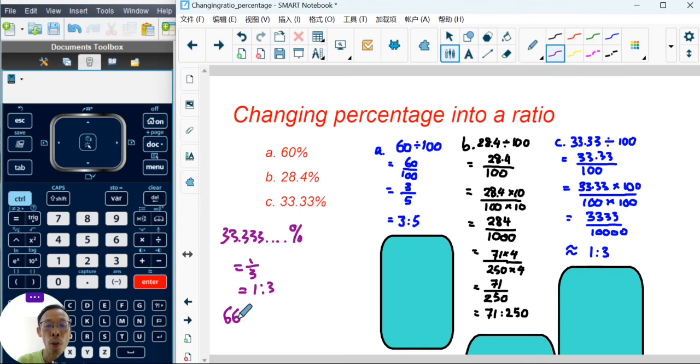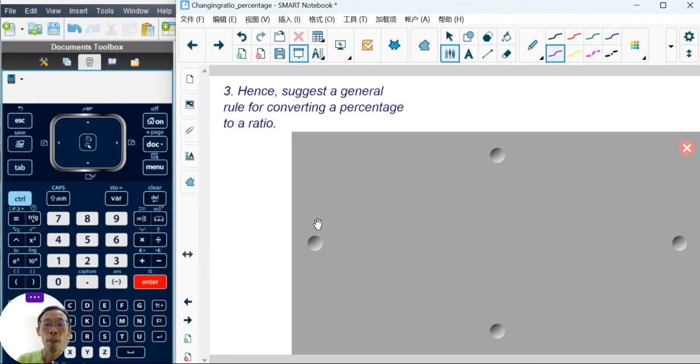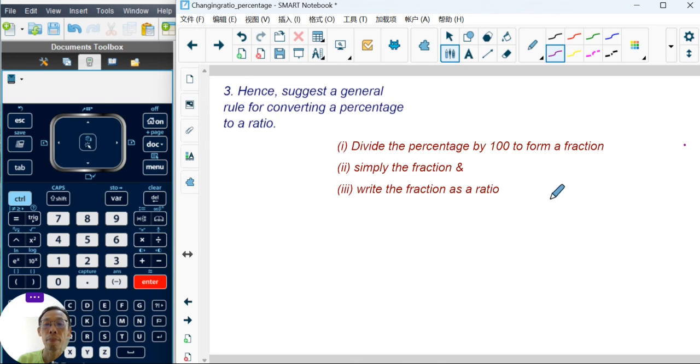And if you have 66.66666 and it's repeating, then obviously this is twice of that, so it becomes 2/3, and then this is 2 to 3 as a ratio. So now can you see the general rule? Very good. The general rule is this.